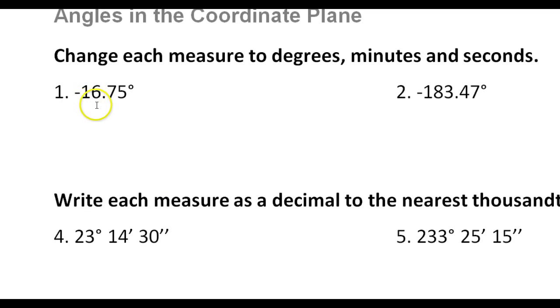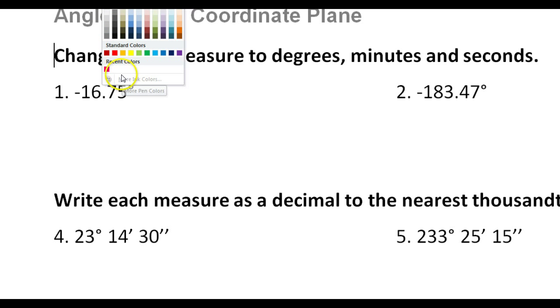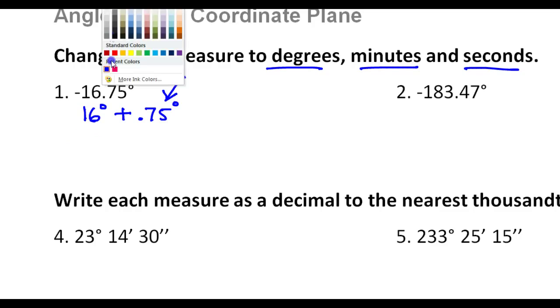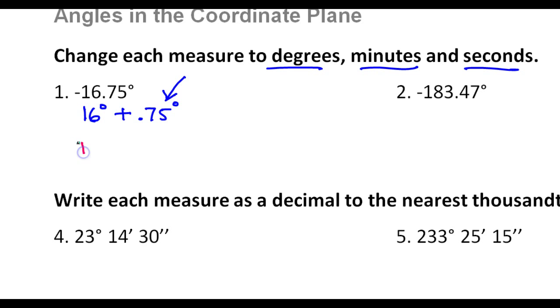Alright, so for problem number 1, we are supposed to convert this decimal degree into degrees, minutes, and seconds. Well, here's what you need to understand. When you see 16.75 degrees, that's the same thing as 16 degrees plus 0.75 degrees. So we already have the degree part of degrees, minutes, and seconds. It's 16 degrees. So all we really need are the minutes and seconds, and those are going to come from the 0.75. So I'll start to write my final answer down here, and this is called DMS notation. For the degrees, we have 16 degrees.